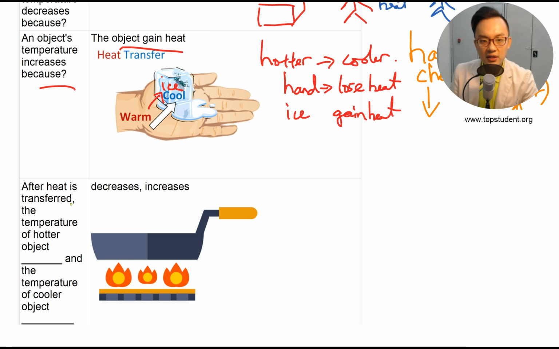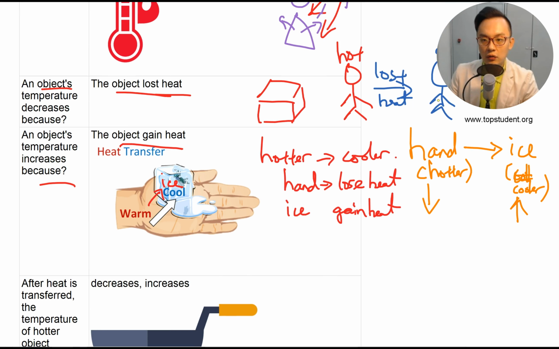So after heat is transferred, what happens to the temperature of the hotter object, and what happens to the temperature of the cooler object? The temperature of the hotter object will decrease and the temperature of the cooler object will increase. Let's look back at the hand and the ice. After the hand has transferred the heat to the ice, the hand will become cooler and the ice will become warmer. The temperature will increase for the ice and decrease for the hand.